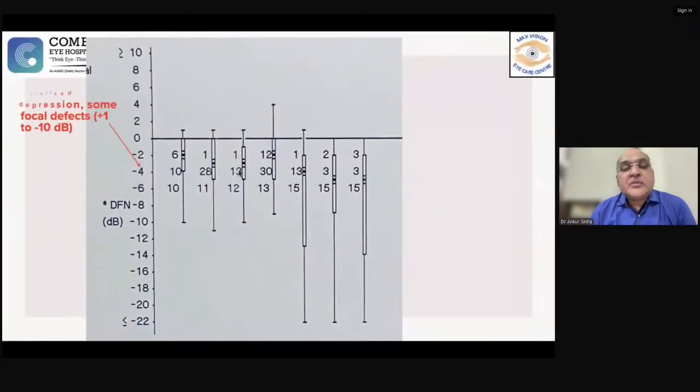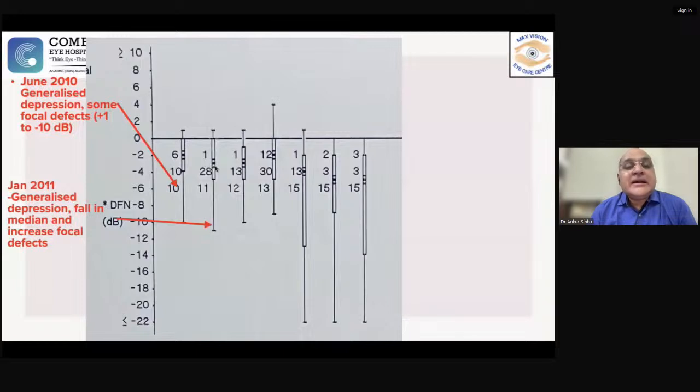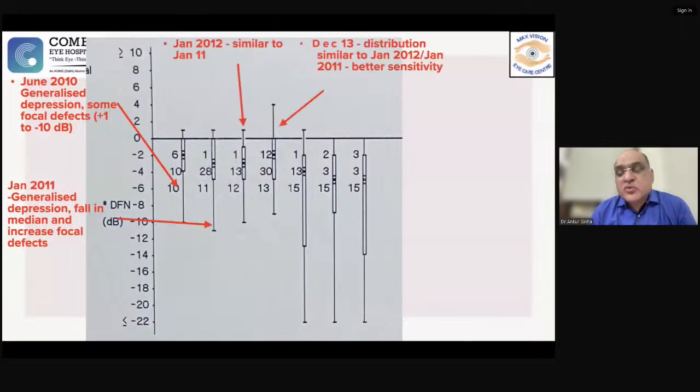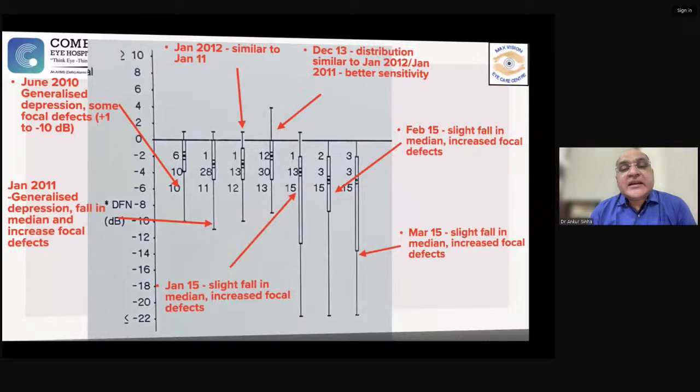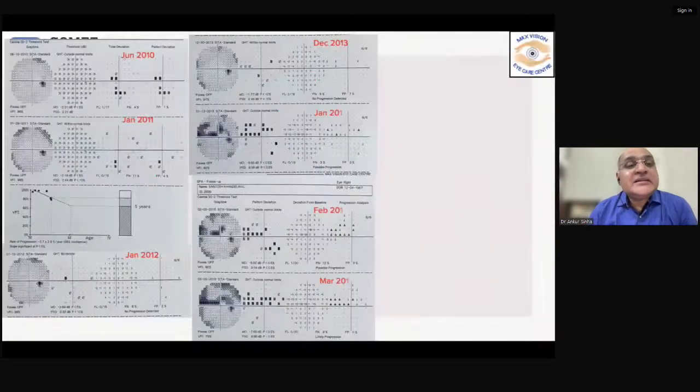So when we follow up these patients, when this median is going down, then there's a global depression of the visual field. And when this tail elongates, that means more and more visual field points are getting lost, or the defect is getting larger and deeper gradually. This is the indication of these box plots. So I think I'll skip all these slides.